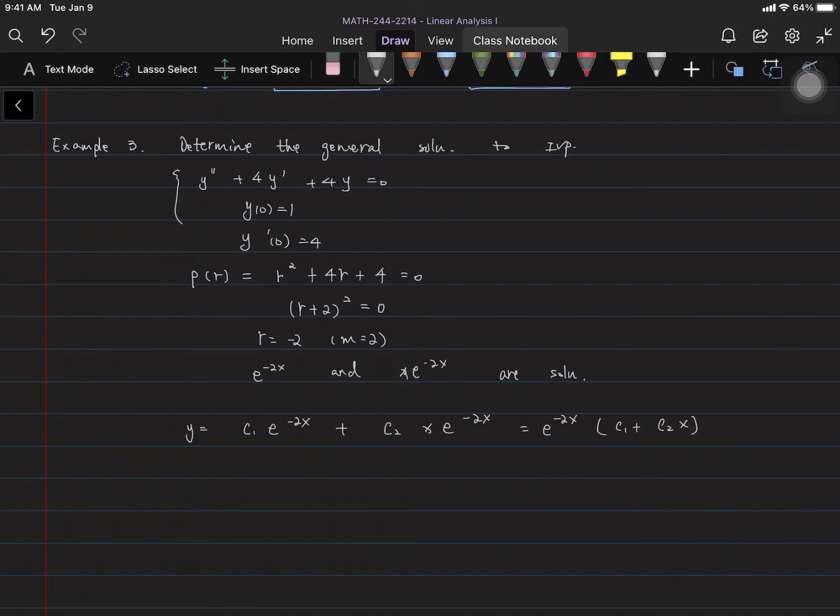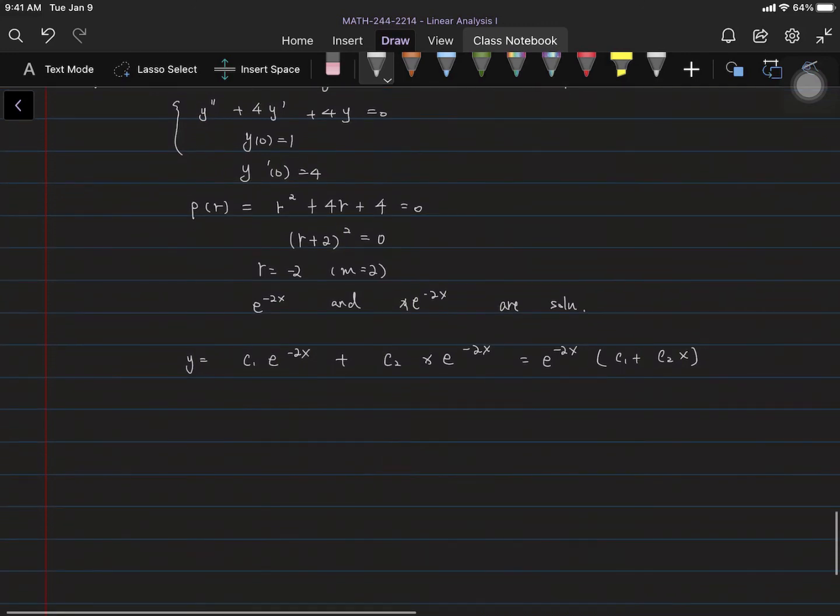If you don't want to simplify, it's okay, but because we need to solve for C1 and C2, it's easier to write it this way. Next, we can plug in the initial condition. Let's see, y(0) equals 1. When we plug in x equals 0, e to the 0 is 1, so we just get C1, which is given as 1.